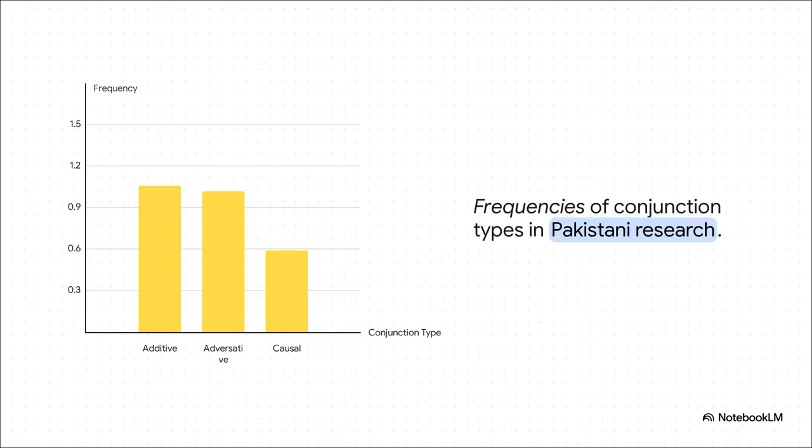Right behind them are adversative conjunctions, like however, nevertheless, or conversely. These are absolutely vital for contrasting ideas and acknowledging counterarguments. Causal conjunctions, like therefore or consequently, are present but slightly less dominant. Think about why this happens. When you're writing scholarly research, you are methodically building a case. You add evidence, you address opposing views, and you conclude. Add, contrast, conclude. This data literally maps the architecture of scientific debate.